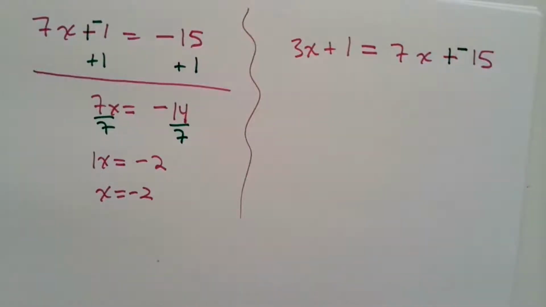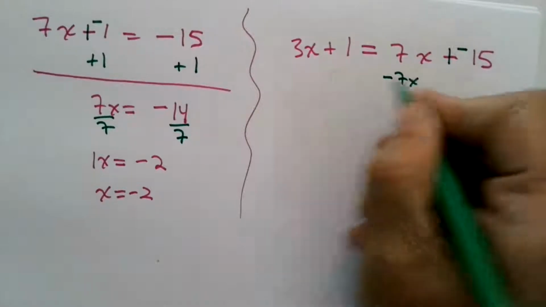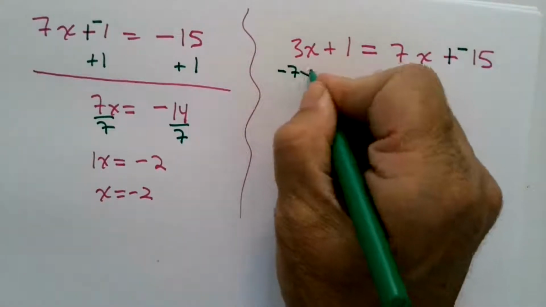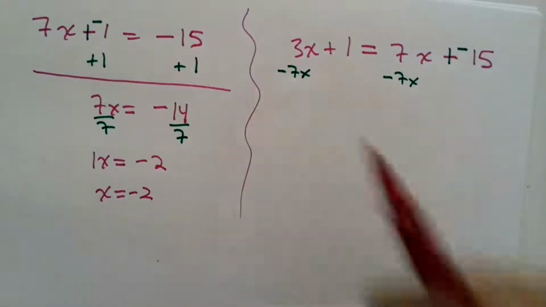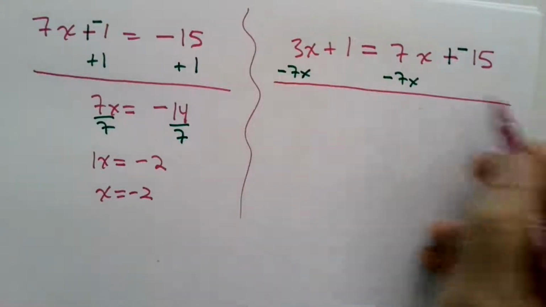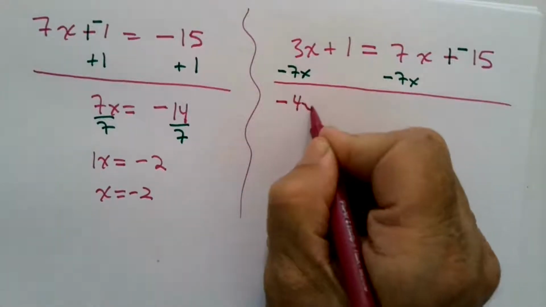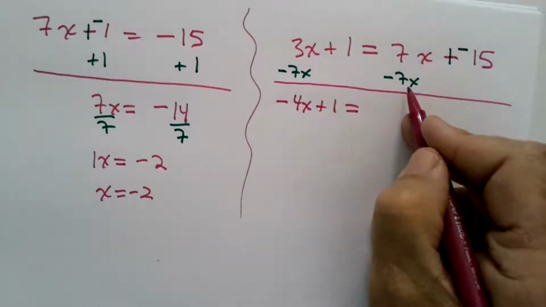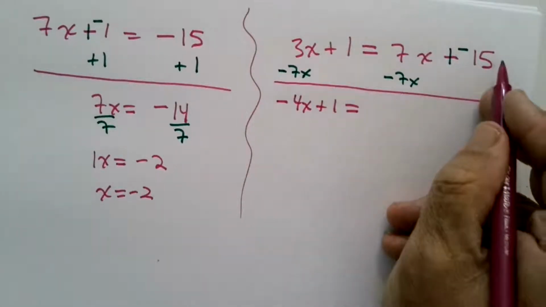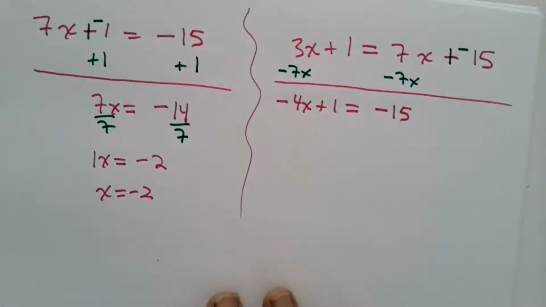Recognizing there are x's on both sides, I'm going to get them all on one side by adding negative 7x to both sides. Negative 7x to this side, negative 7x to that side. If we add those together, 3x plus negative 7x is negative 4x plus 1 equals 7x plus negative 7x is 0 plus negative 15 is negative 15. And we want to solve it.